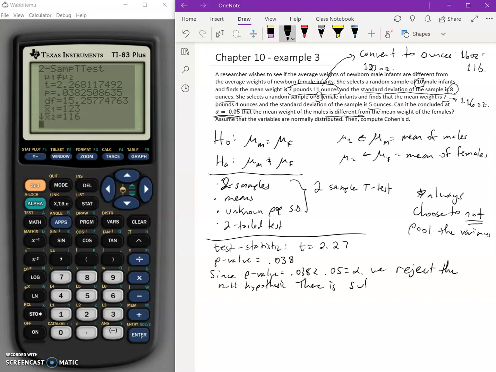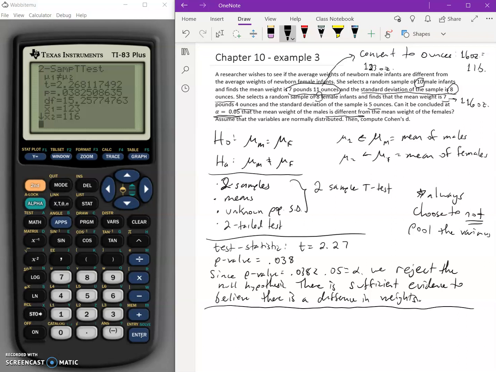There is sufficient evidence to believe there is a difference in weights. Okay, so that's good. So we have that from just the statistical side. There is sufficient evidence to believe that there is a difference in the weights. Now if we'd like to go on to Cohen's d.